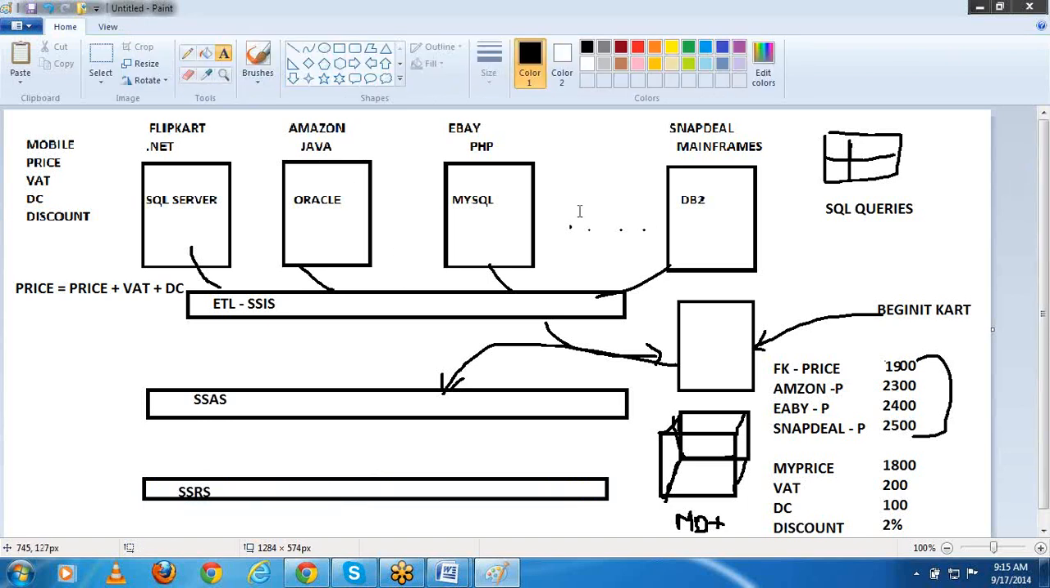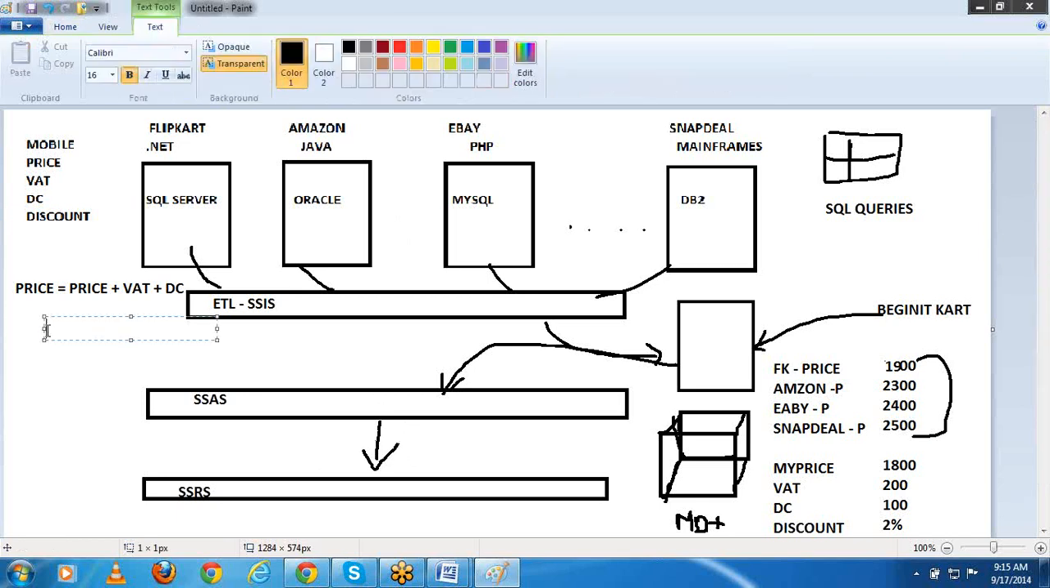This is called the data warehouse lifecycle, where you will know the use of SSIS, the use of SSAS, and the role of SSRS. Finally, you are going to submit the data to the end user. This is done at the backend. This is also done at the backend, and this is provided to the user in the UI.